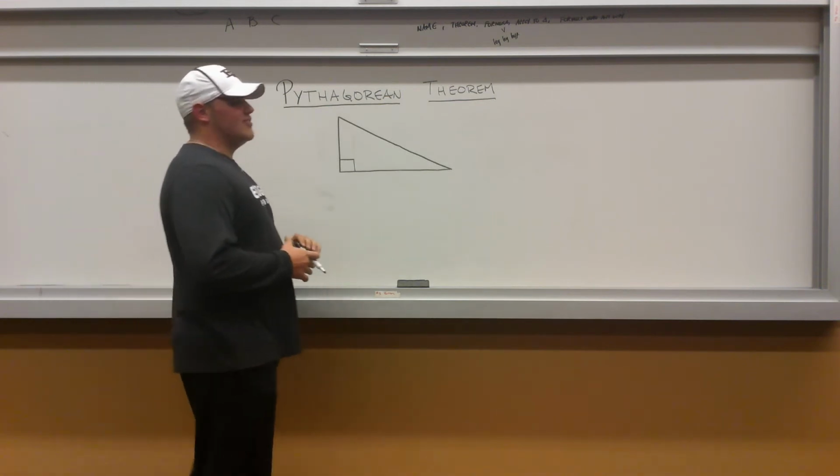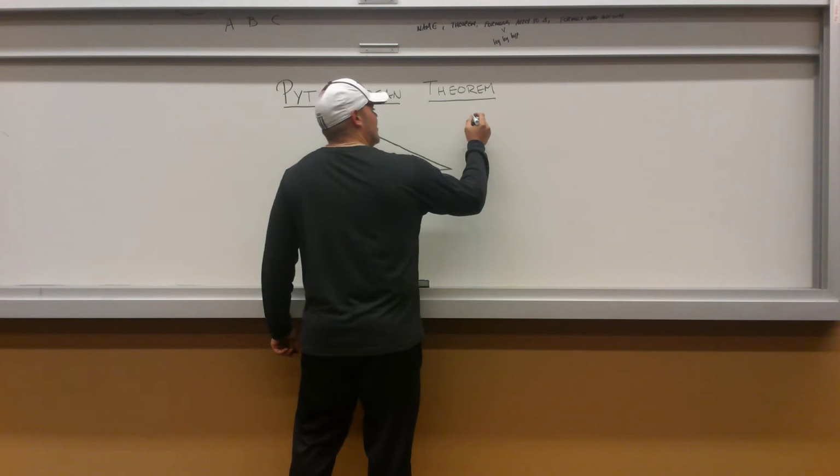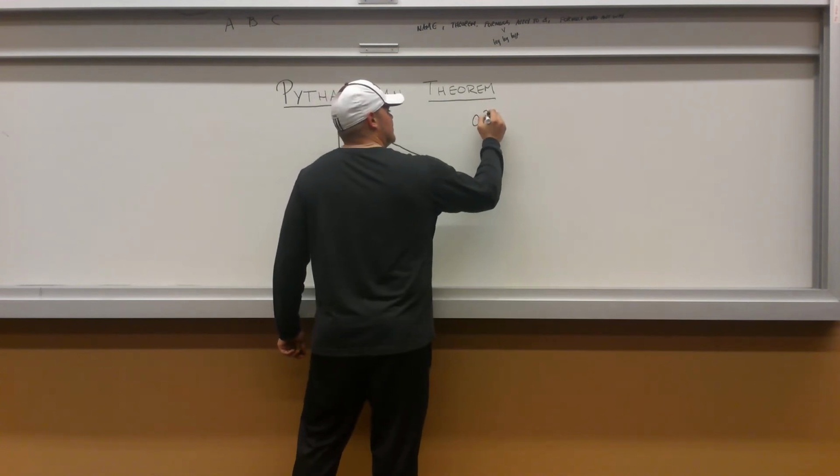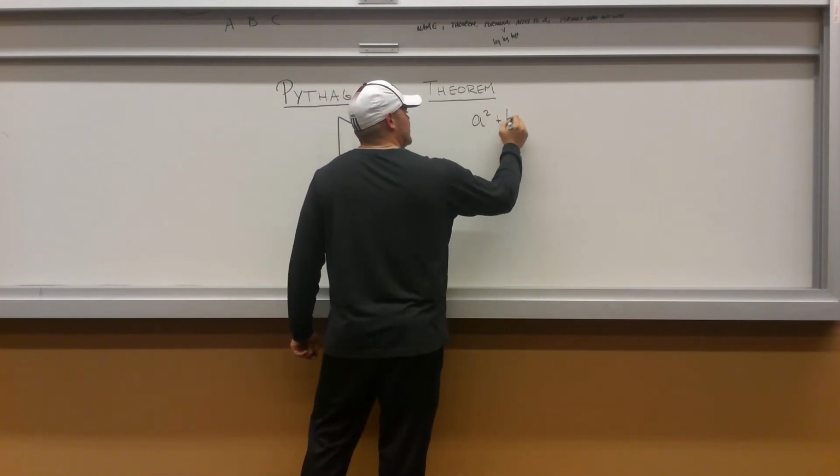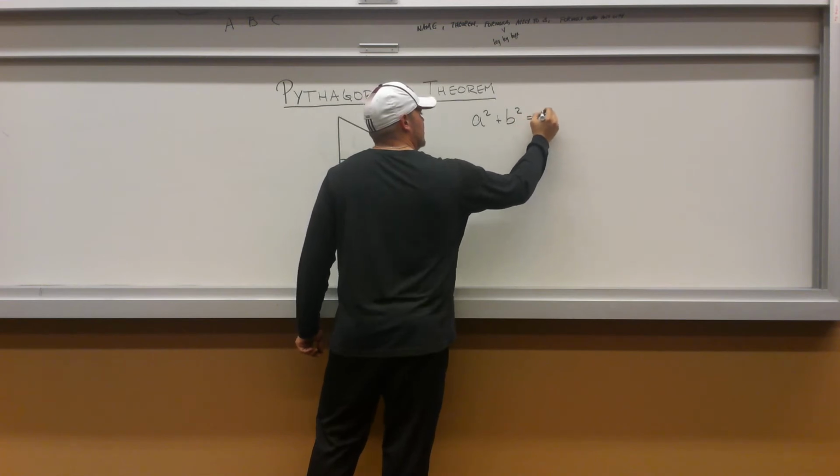The formula for this theorem is pretty simple, as it is a squared plus b squared equals c squared.